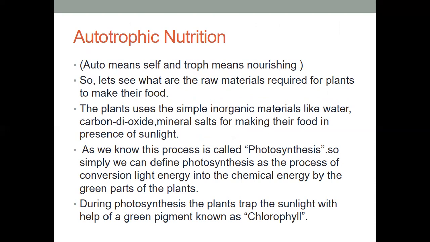Okay, so let's see what raw materials they require. The plant uses simple inorganic materials like water, carbon dioxide, and mineral salts for making their food in the presence of sunlight. So simply, we can define photosynthesis as the process of conversion of light energy into chemical energy by the green parts of the plants.